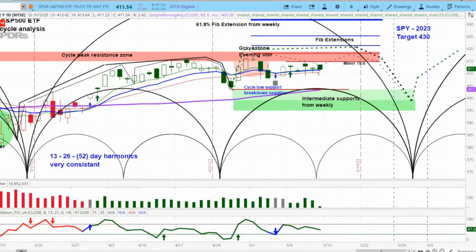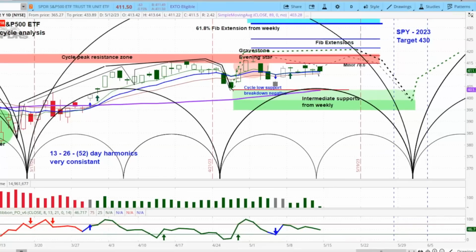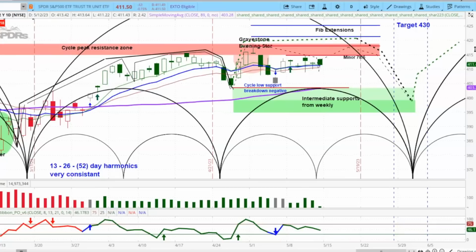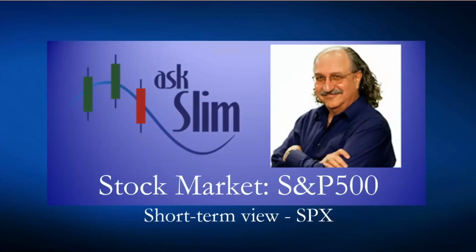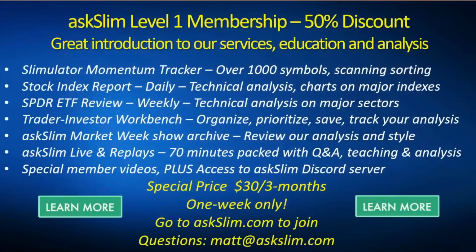These are fib extensions right over here that come off of these cycles right in here. And in our level 2, 3, and 4 library that's accessible to you, we do teaching around how to do these fib supports, fib extensions. It's all important information for traders.